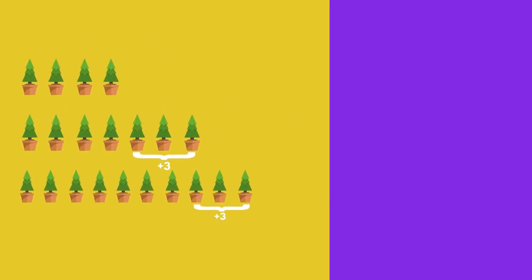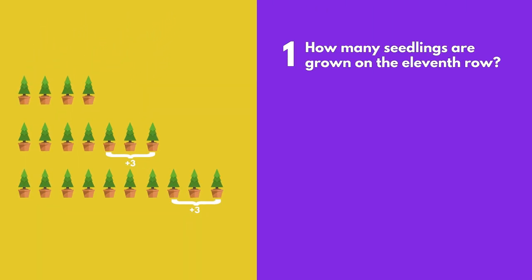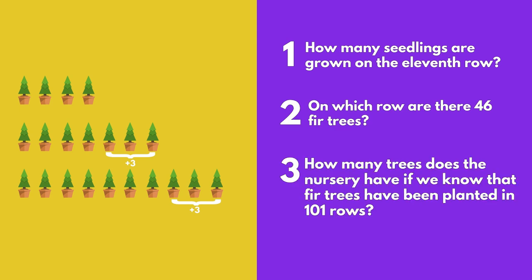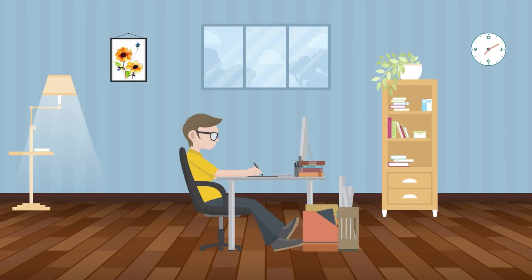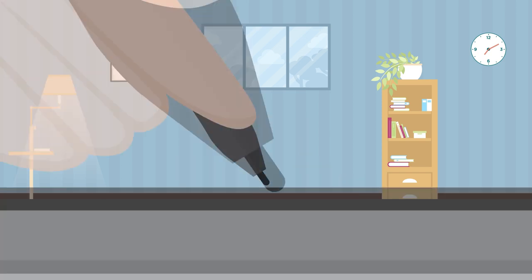How many seedlings are grown on the 11th row? On which row are there 46 fir trees? How many trees does the nursery have if we know that four trees have been planted in 101 rows? Is there a row of 281 firs? You can answer these questions without knowing what an arithmetic progression is.